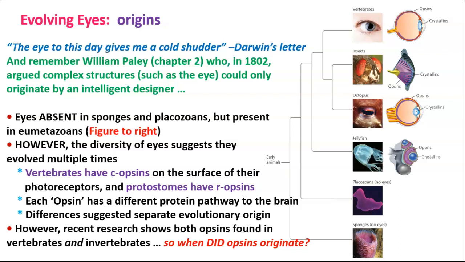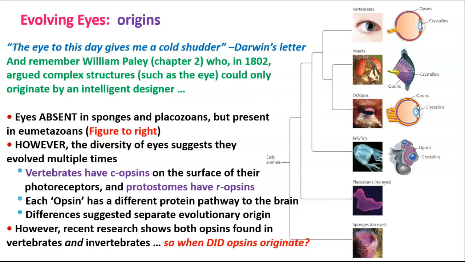And don't forget William Paley, back in chapter 2. It's part of that natural theology concept, who in the early 1800s argued that complex structures such as the eye could only originate by an intelligent designer, with the argument being that there's so much complexity to the eye, and everything needs to fit together appropriately for an eye to work. So how possibly could something as complex as an eye originate by gradual step-by-step evolution? That was Paley's argument. So let's take a look at this.